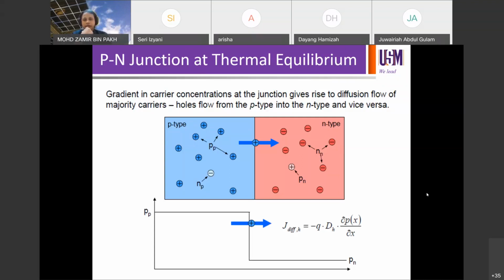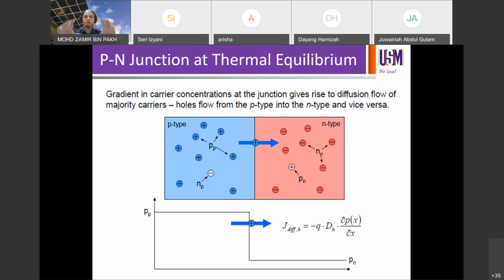Gradient in carrier concentration at a junction gives rise to diffusion flow of majority carriers, right? We learned before in carrier transport phenomena that whenever we have a concentration gradient, we're going to have diffusion of carriers to the lower concentration sites. Like when we make tea, it starts from the tea bag, where it's going to be dissipated across the hot water, because inside the tea bag is the high concentration region, and the rest of the hot water is the low concentration region, and therefore the tea dissipates or diffuses into the whole region to form thermal equilibrium.